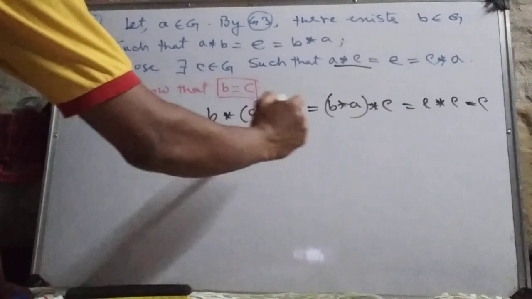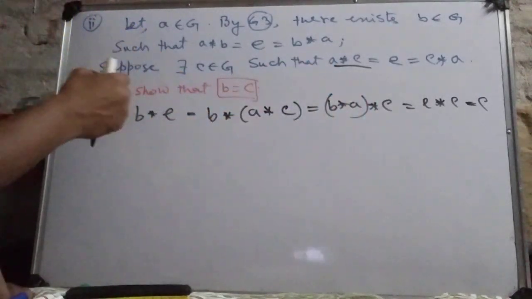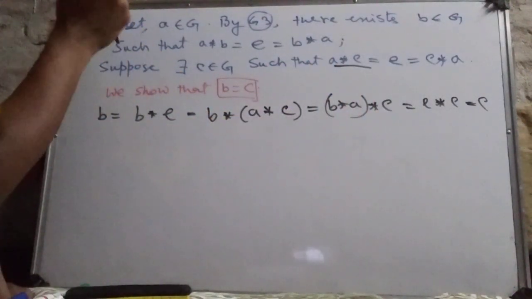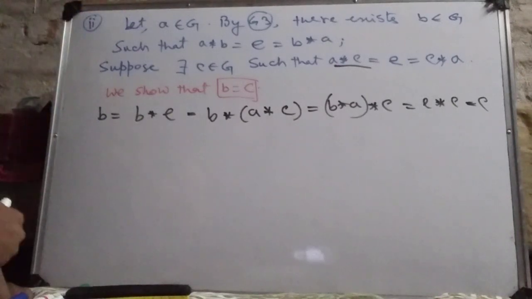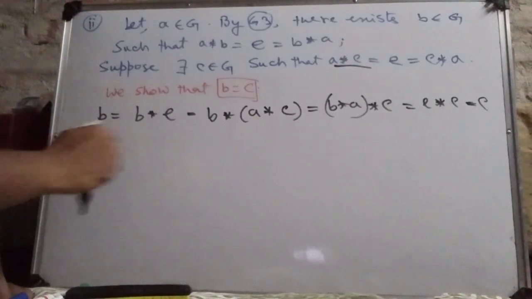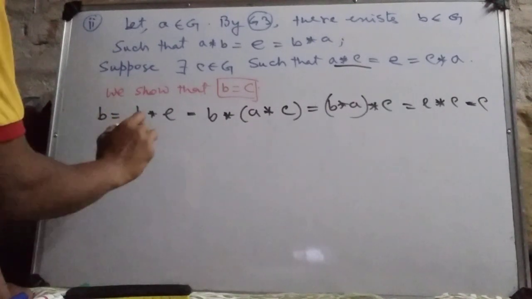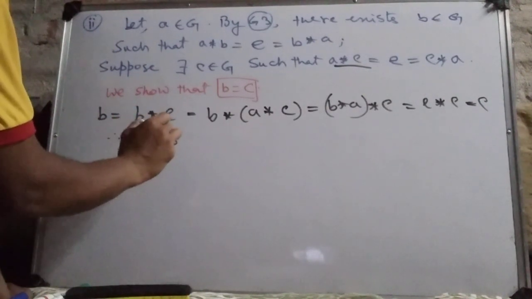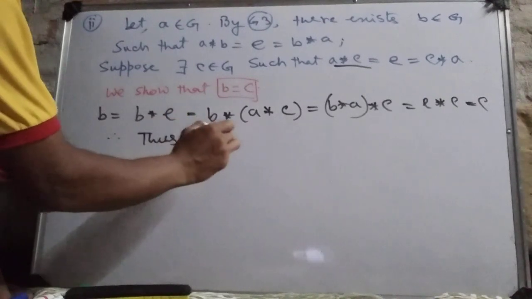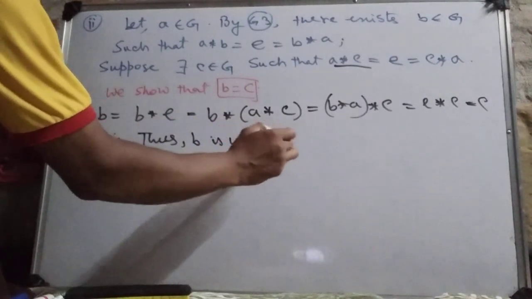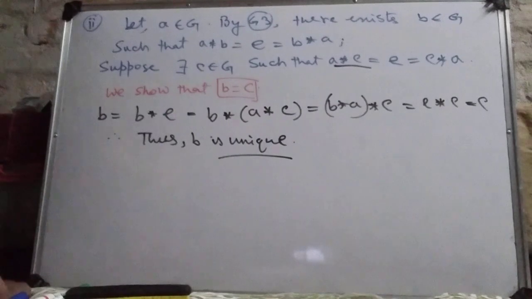We just use here the associativity of this binary operation star. Okay, then what happened? So we write in this way: thus B is unique. Okay, understood?